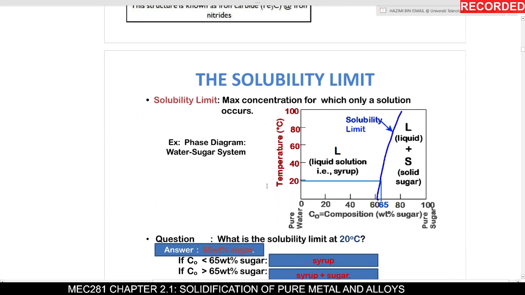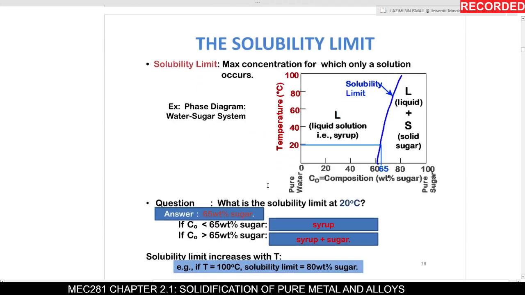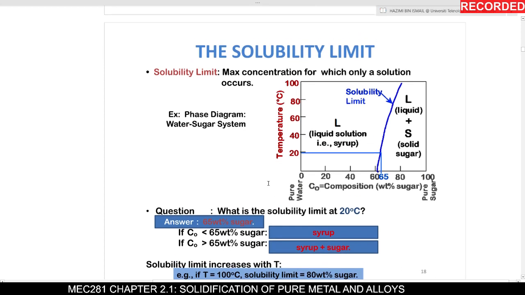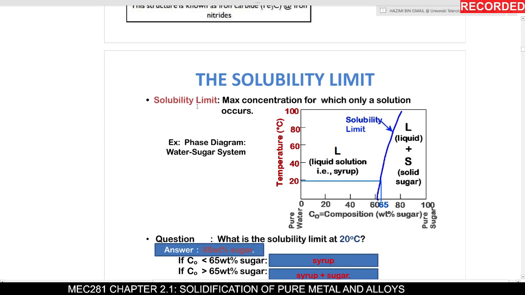Now we go to the solubility limit. The solubility limit is the maximum concentration for which only a solution occurs. So if we go beyond the maximum concentration, it cannot be soluble again. It cannot be soluble anymore.